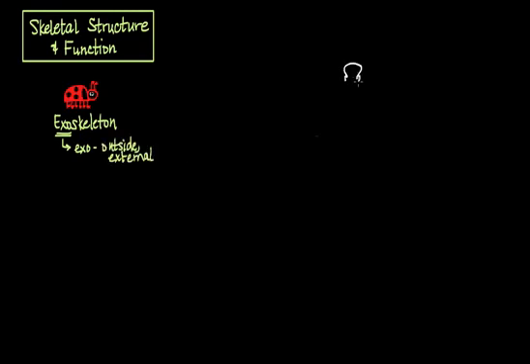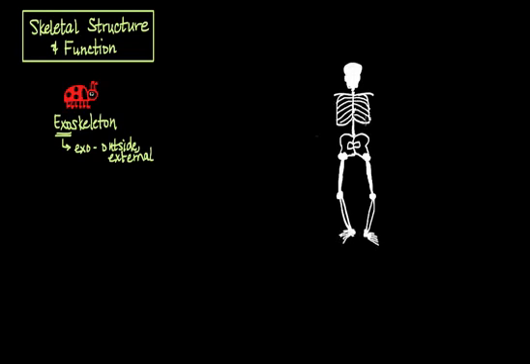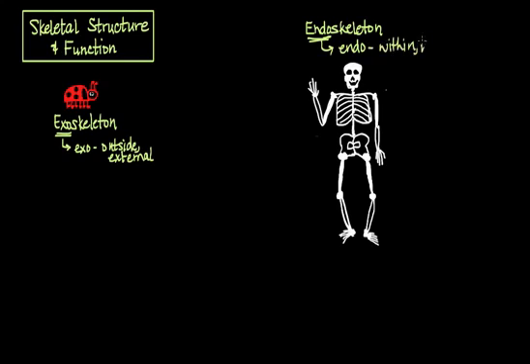Humans, on the other hand, we are vertebrates. And as vertebrates, we have this amazing network of bones located on the interior of our bodies. And so we have what are called endoskeletons. And endo is Greek for within or inner, referring to the location of the skeleton as being inside of our bodies as opposed to outside.